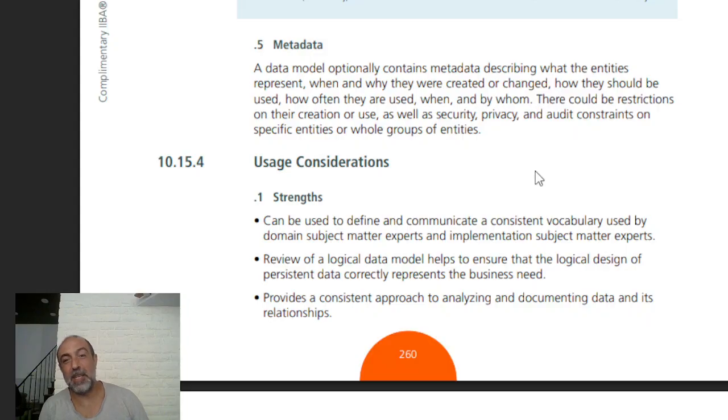It optionally contains metadata describing what the entities represent, right? Because the entity of user, for example, has a name, Tariq, and all that. What it represents is basically what's stored in the metadata, and why they were created or changed, how they should be used, how often they are used, when and by whom. These could be restrictions on their creation or use, as well as security, privacy, and audit constraints on specific entities and whole groups of entities. So they kind of declare the rules and structures of every entity that we're using.